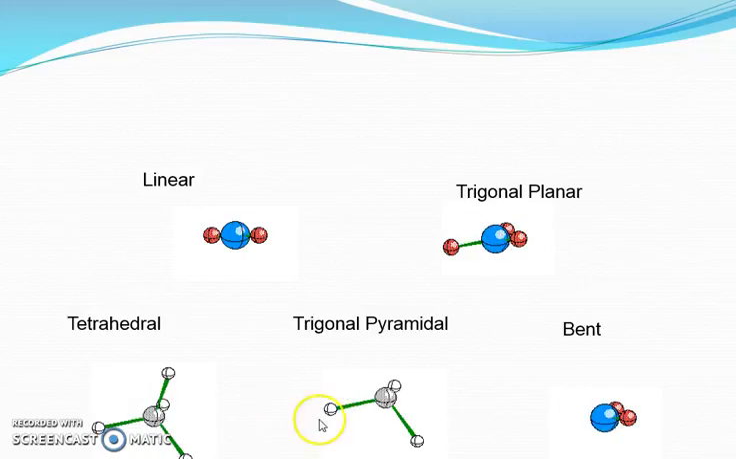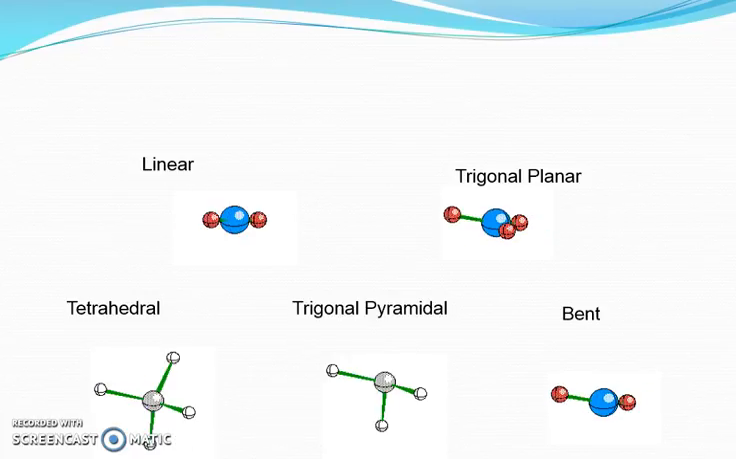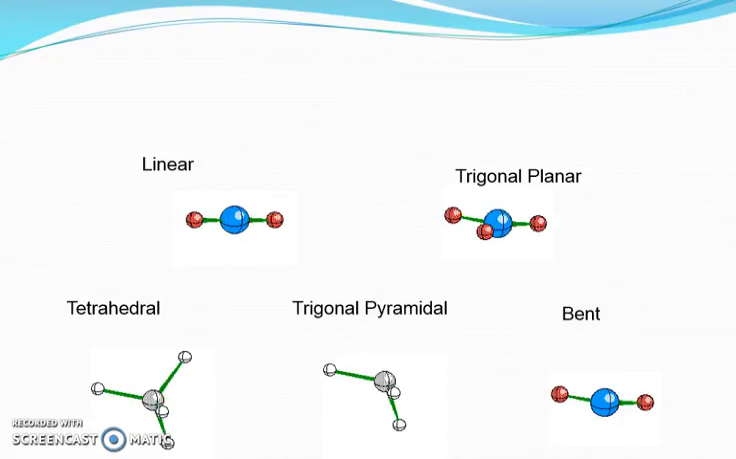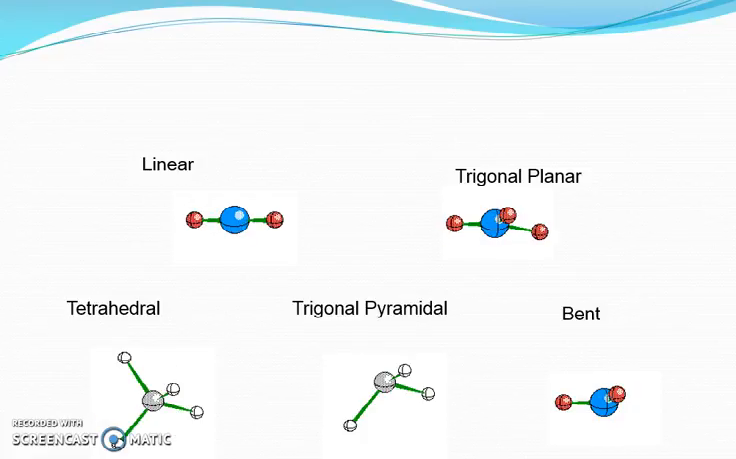Okay, so these are the ones that we had. Let me move that down. We have linear, trigonal planar, tetrahedral, trigonal pyramidal, and bent. So those are 5. Those are the only 5 that we have.